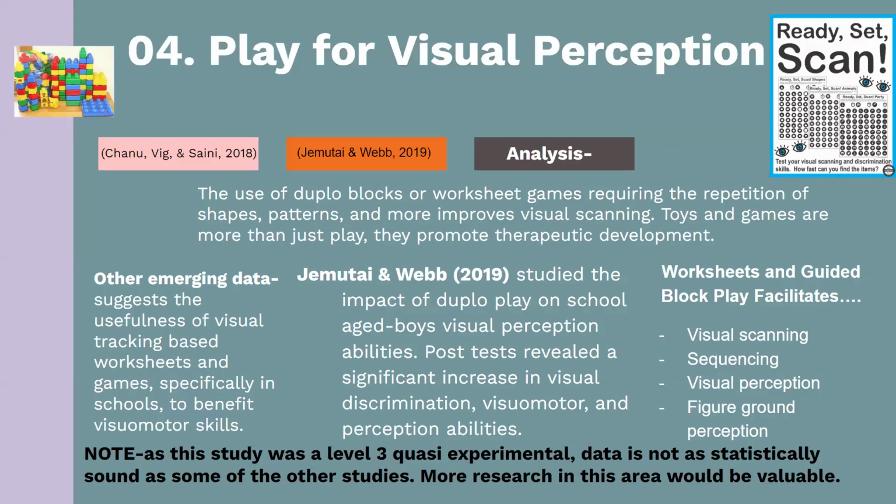And finally, we have play for visual perception. The use of Duplo blocks, so those Legos, or different worksheets requiring the repetition of shapes, patterns, and more, helps improve children's visual scanning. Toys and games are more than just play, they promote therapeutic development, which is a common theme among OT. The picture in the top right corner is a visual scanning chart. So the children practice how fast they can find the items by scanning the different columns.